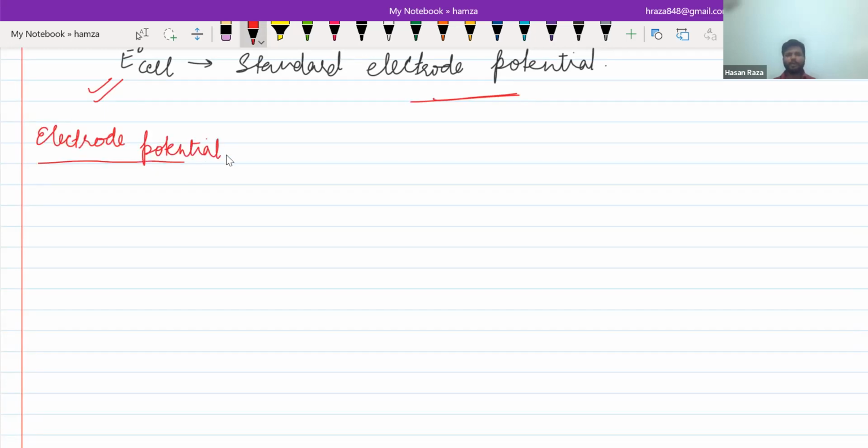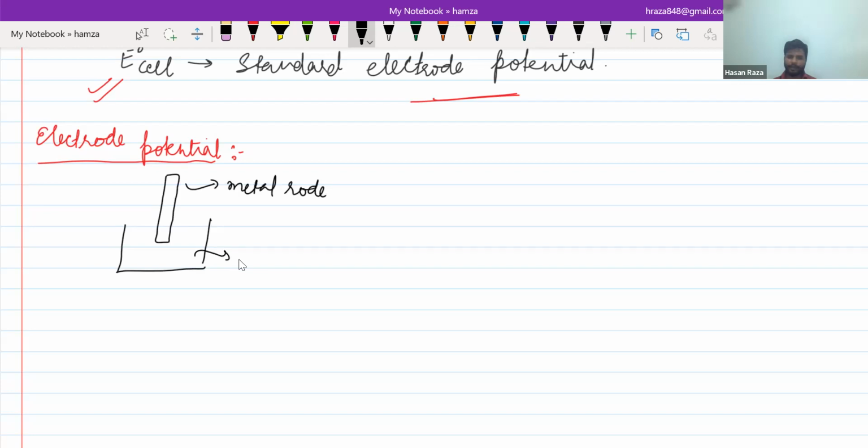So basically, what is this electrode potential? In electrode potential, you know that there will be oxidation as well as reduction. So there is a container in which a rod is present, and this rod is a metal rod, and here we have metal ions. So see what happens.